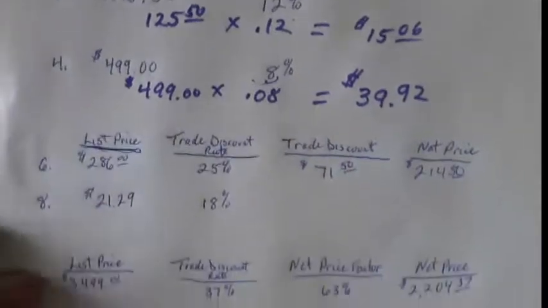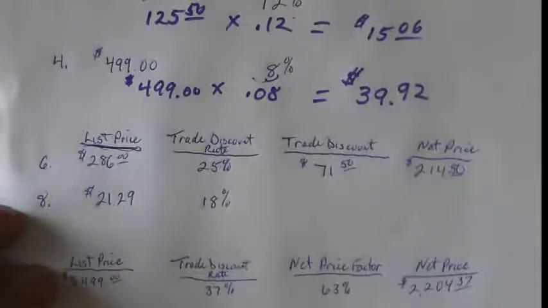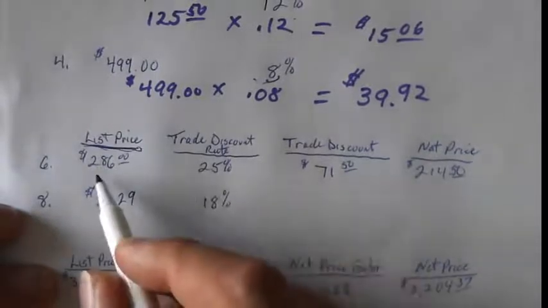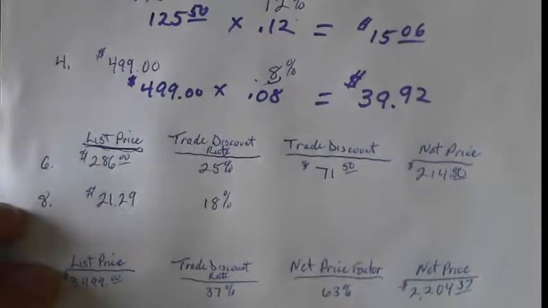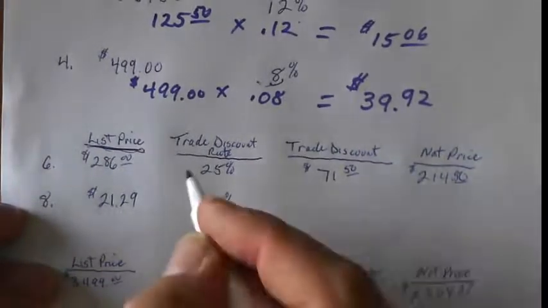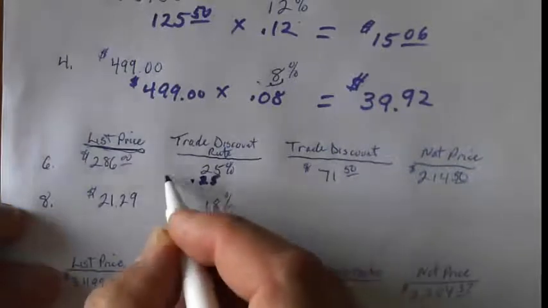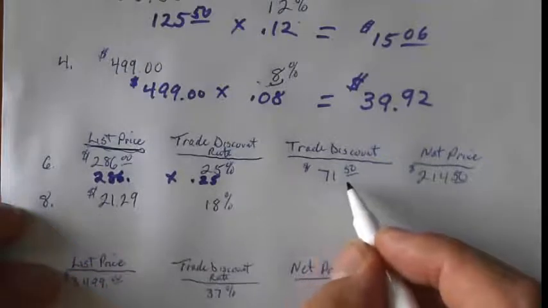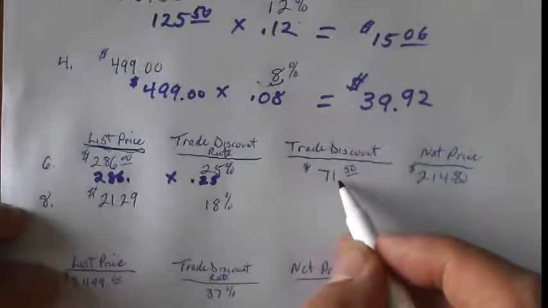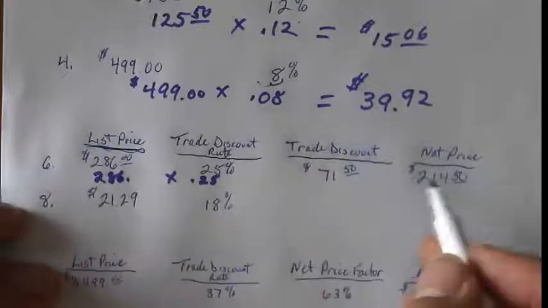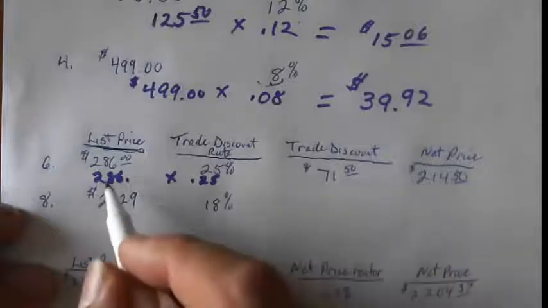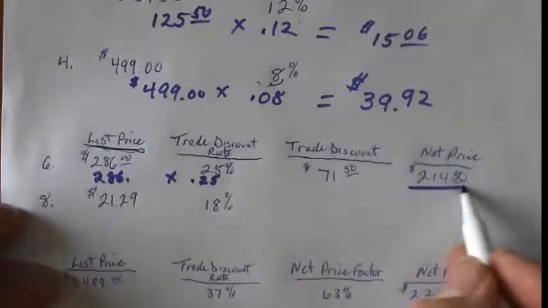Next set of problems, they're asking us to compute the trade discount and the net price, so it's 2 steps. So the first step is exactly what we did before. So in problem 6, which they give you in the book, they change this to a decimal, they multiplied by 286, and then they got the 71.50, and then they subtracted the discount from the list price to get the 124.50. Okay, so once you get the discount, you subtract it from the list to get the net.